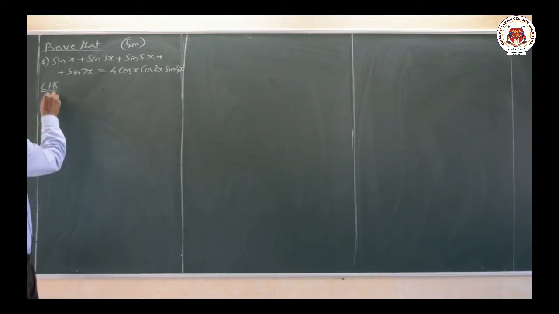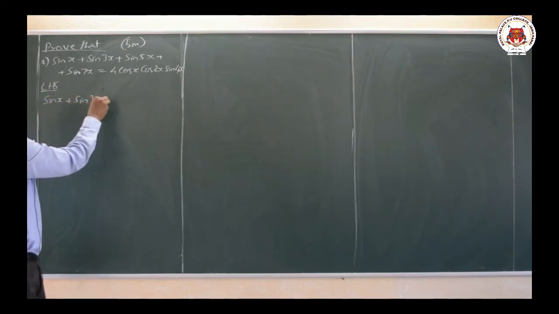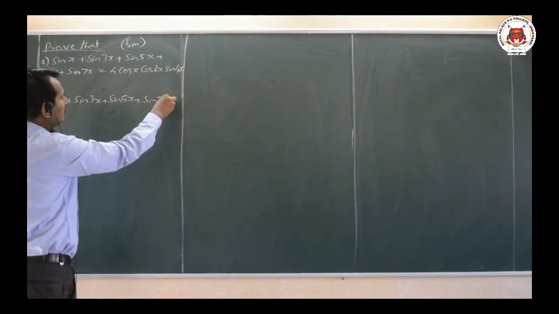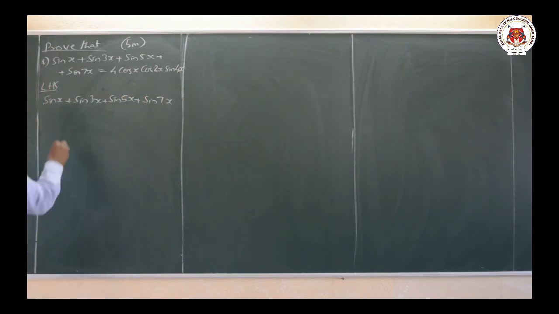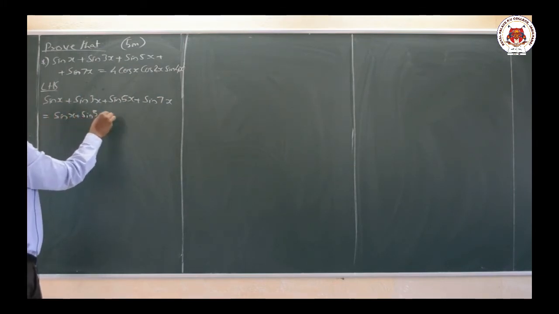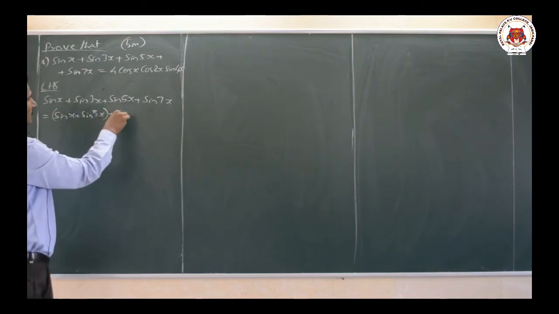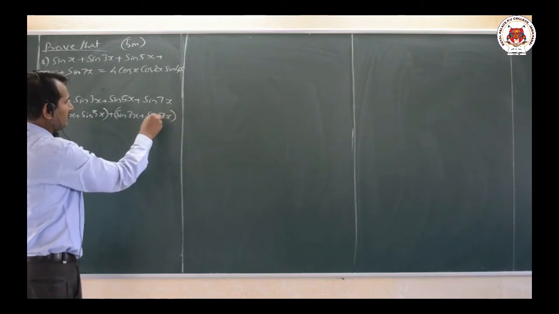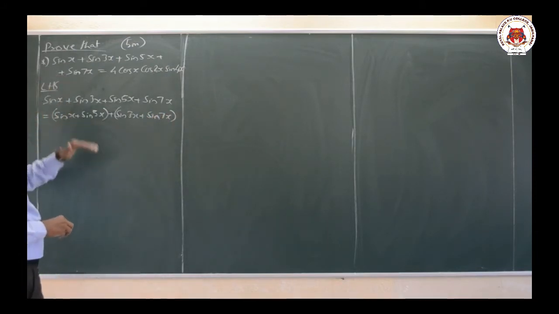I will write down the LHS, that is sin x plus sin 3x plus sin 5x plus sin 7x. Now here we can group the terms as sin x plus sin 5x, plus sin 3x plus sin 7x. That is the formula I can make use of here.